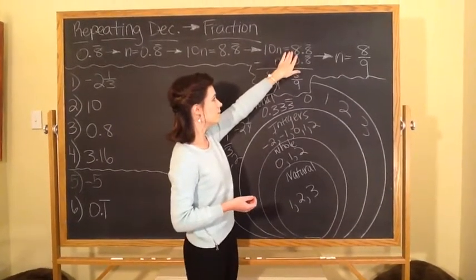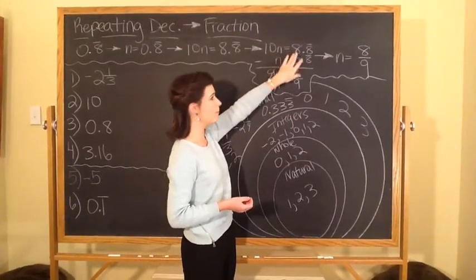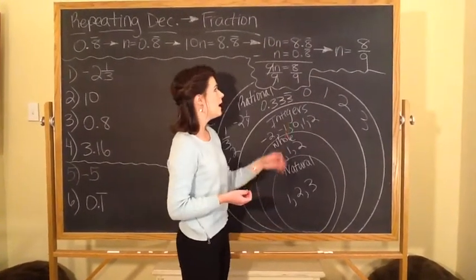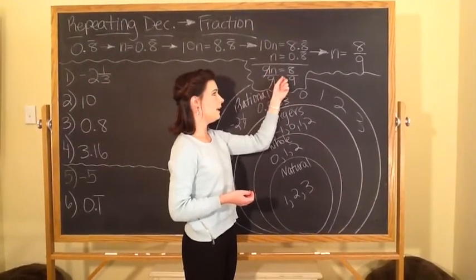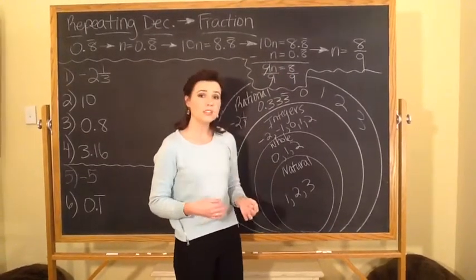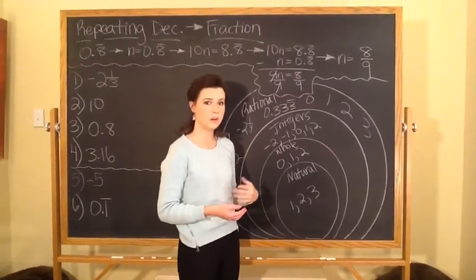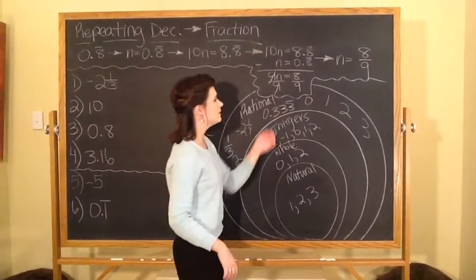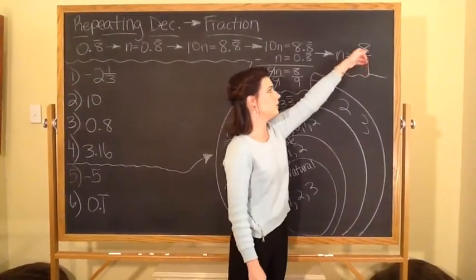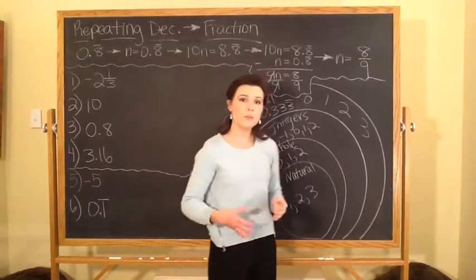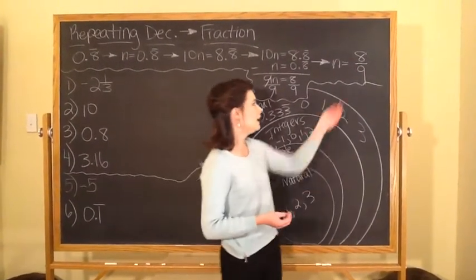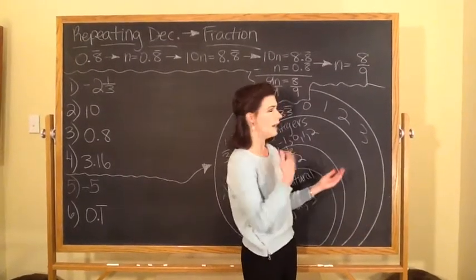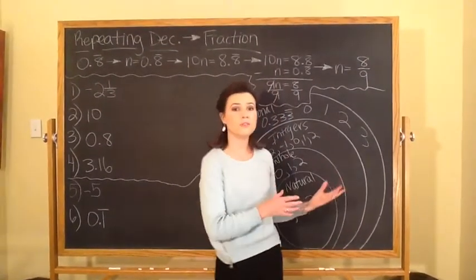Then you're going to subtract 8.8 repeating by 0.8 repeating, and that will cancel out our repeating decimal. And then we're left with 9n equals 8. So now it's just like a normal equation where you solve for your variable. So we are going to divide by 9 on both sides. So we'll have n is equal to 8 over 9. So if you pulled out your calculator and you divided 8 divided by 9, you will get 0.8 repeating. So that shows you how you get from the repeating decimal to a fraction.